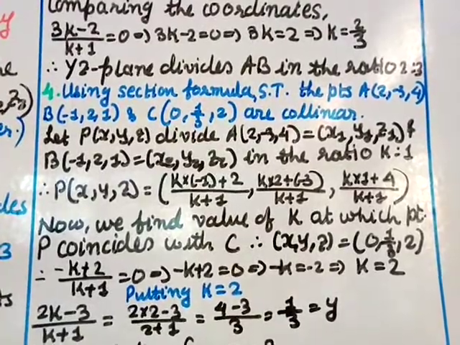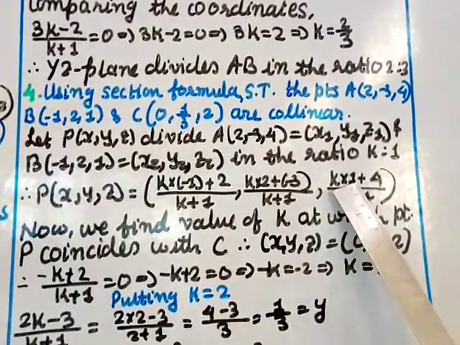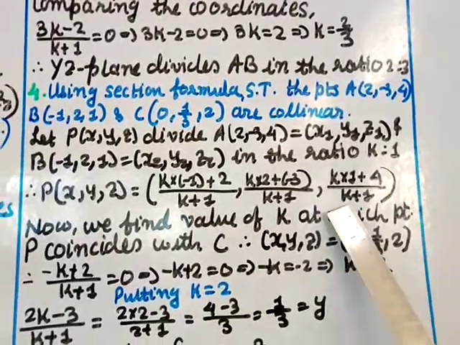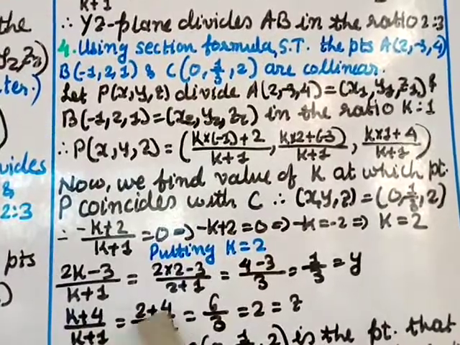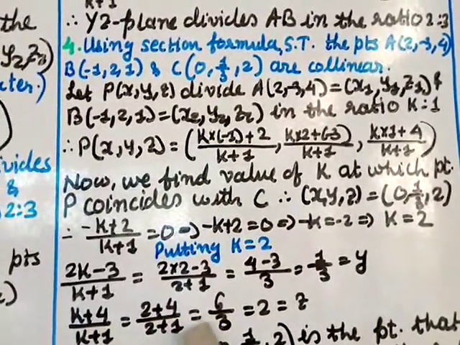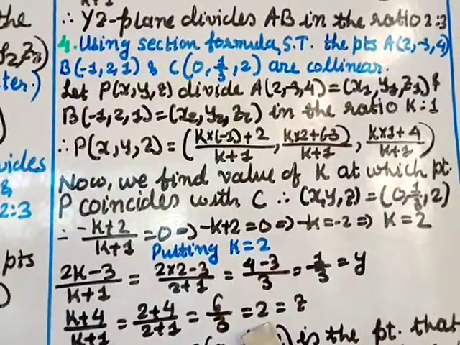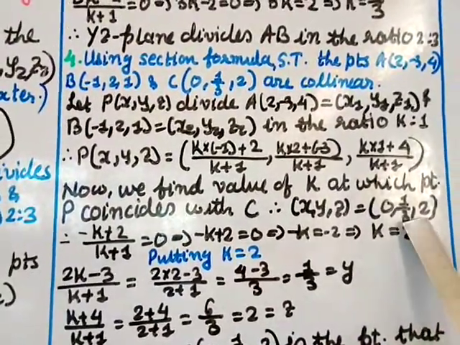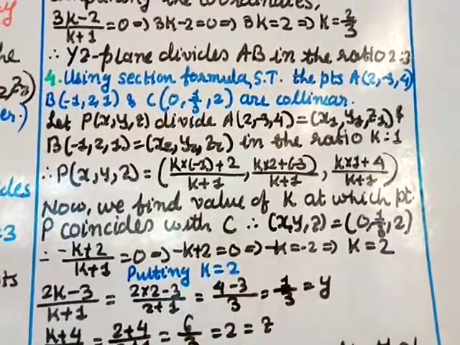Okay, so one coordinate, the second coordinate is true. Now let us check the third one. So k into 1 is k, plus 4, divided by k + 1. Put the value of k as 2. So 2 + 4 divided by 2 + 1 equals 2 + 4 is 6, divided by 2 + 1 is 3, cut by 3, so you get 2, equal to the z coordinate. Okay, so that is the third coordinate of point C.